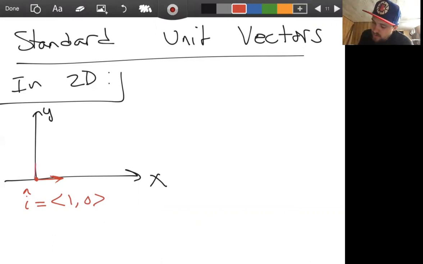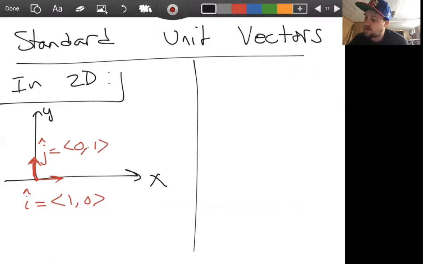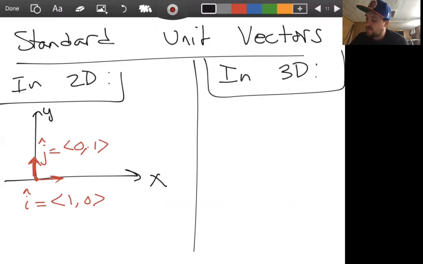The other one is 1 unit in the vertical direction, and we call this one j hat, which is 0, 1. Okay. These are the standard unit vectors in 2-dimensional space. In 3-dimensional space, we have 3. And so you can generalize this to n-dimensional space, right? In 3 dimensions, what do we have? Well, we have an x direction, we have a y direction, and we have a z direction.